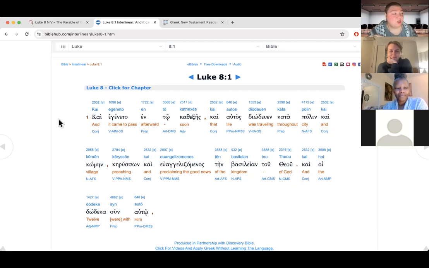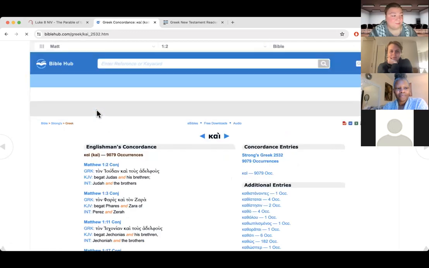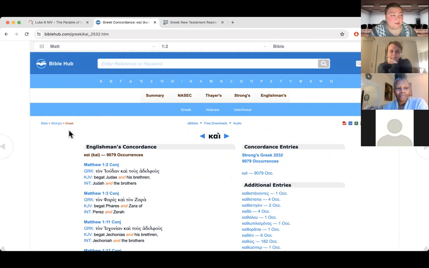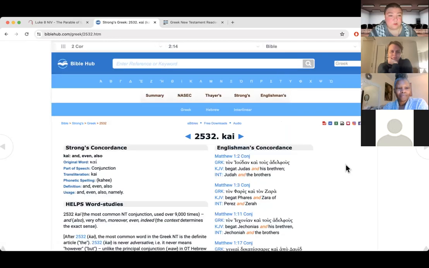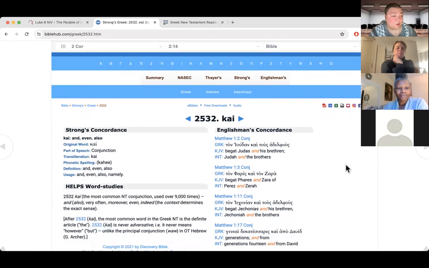Okay, so say you wish to explore a specific word in this sentence in the original language, you click on kai that is in blue. Let's click on that, which takes you to this page. Here you can see some other occurrences of kai in the Bible, Matthew 1:2, Matthew 1:3, and so on. Then over here on the right side, where it says Strong's Greek at the very top, we can click on there. Strong's Concordance is what that stands for.